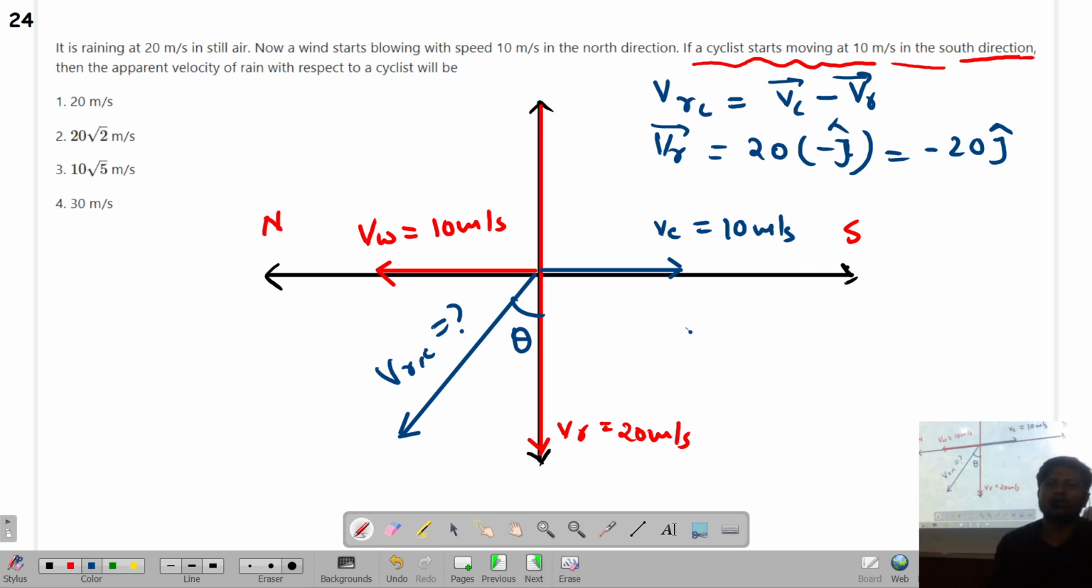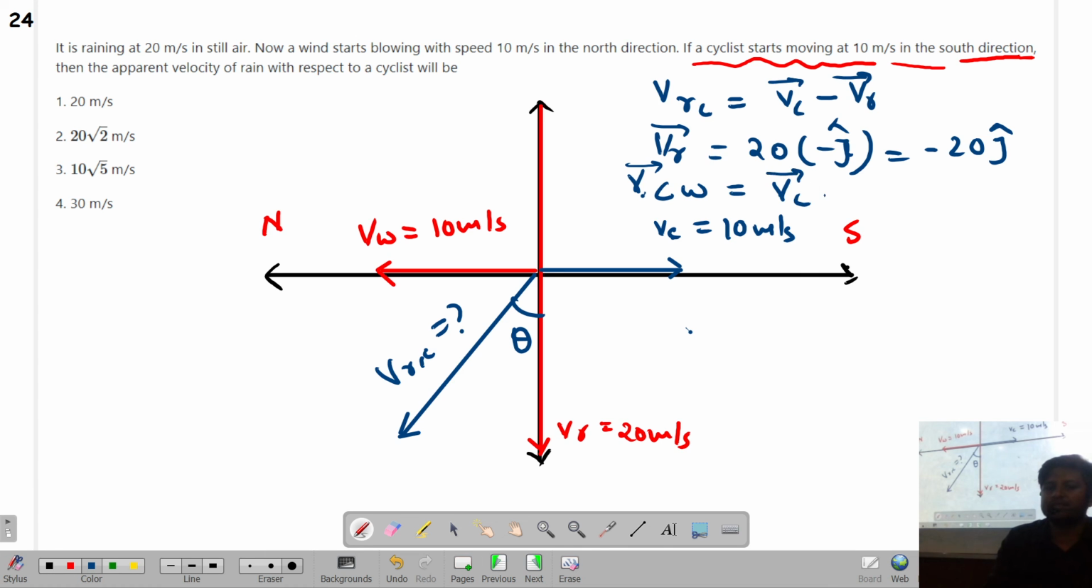Now try to understand, this particular cyclist is getting affected by wind or not? So here first you will have to consider the velocity of the cyclist with respect to wind. That is going to be how much?